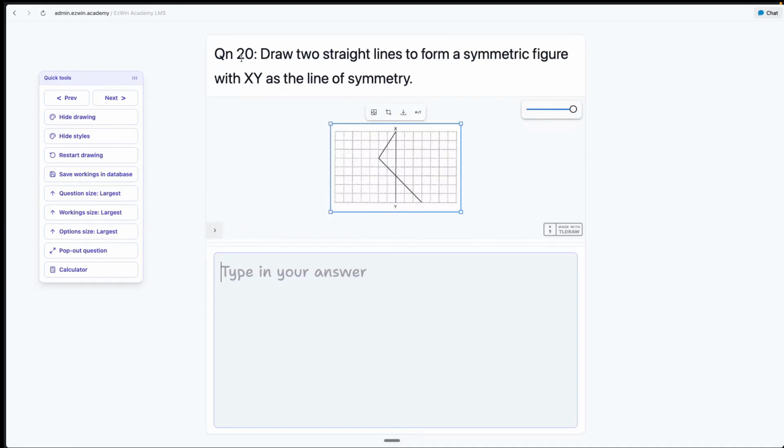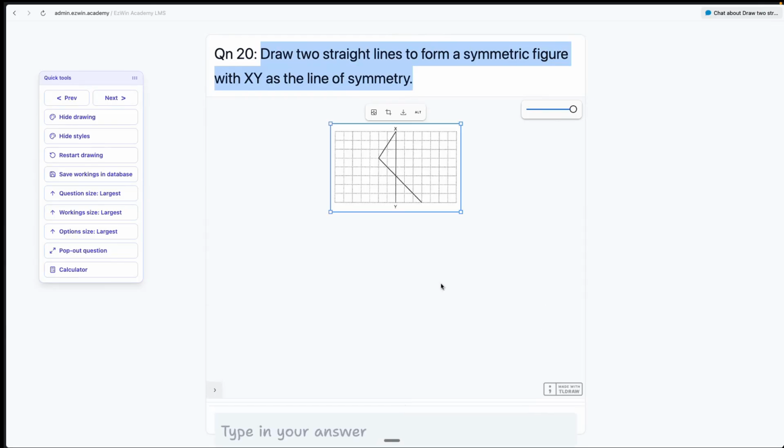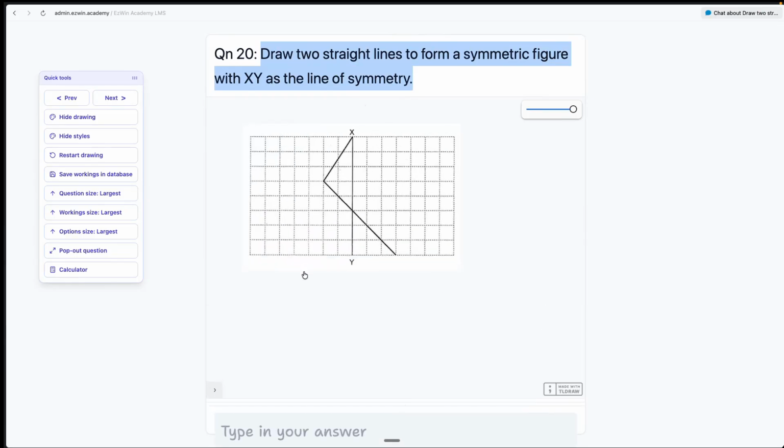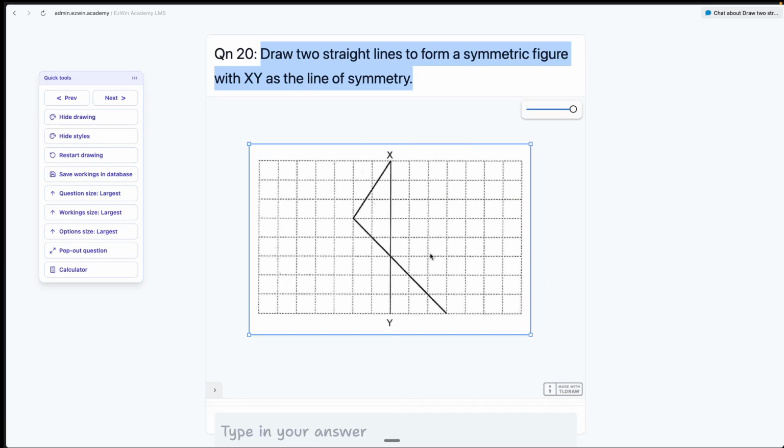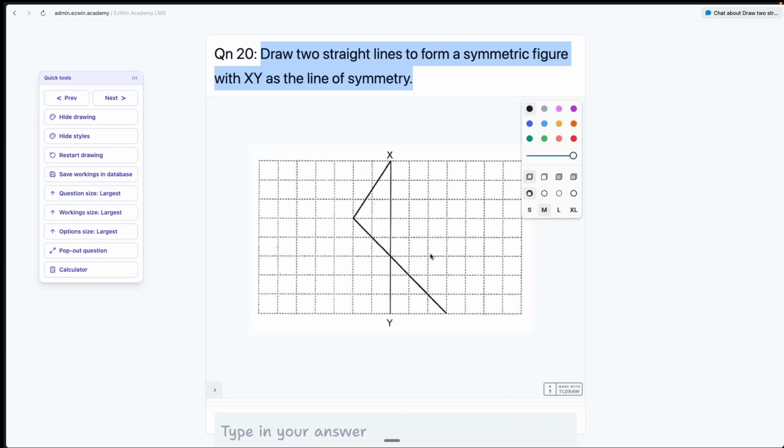All right, next question. Draw two straight lines to form a symmetric figure with xy as the line of symmetry. What I'm going to do is make this way bigger. That's why you see it over here. So xy is the line of symmetry. I'm going to draw a line in the middle, in red. So we know that this is the line of symmetry. Now we can trace the other lines as well.